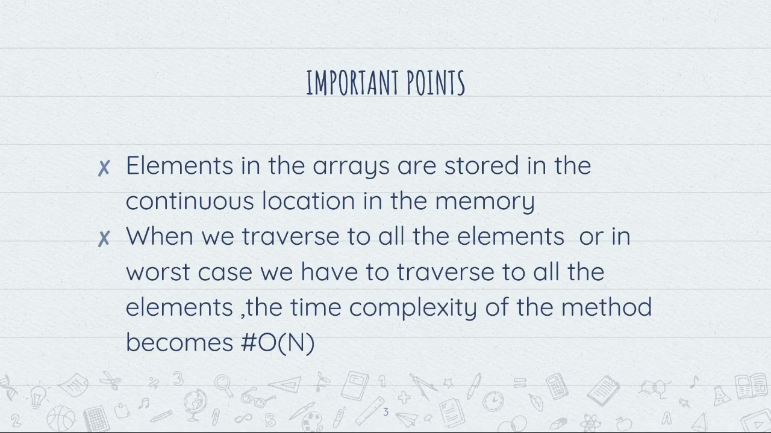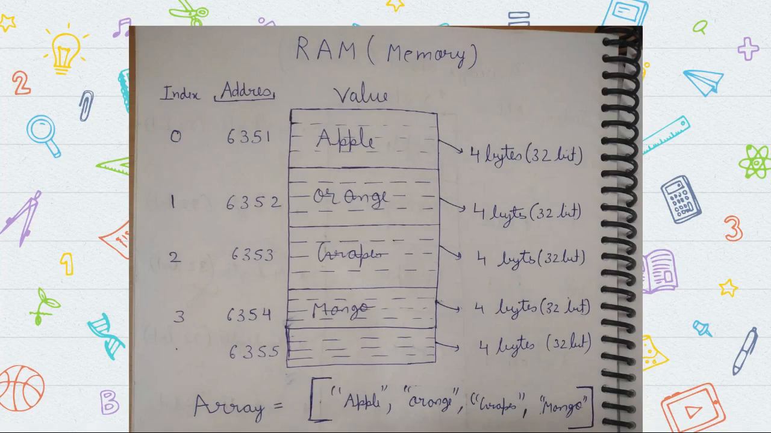So first of all, I want to tell you two important points before moving forward in the lecture. First, elements in arrays are stored in continuous locations in the memory. Second, when we traverse all the elements, or in the worst case we have to traverse all the elements, the time complexity of the methods becomes O of n. These two points will be clear after seeing this lecture. Okay, so let's get started.